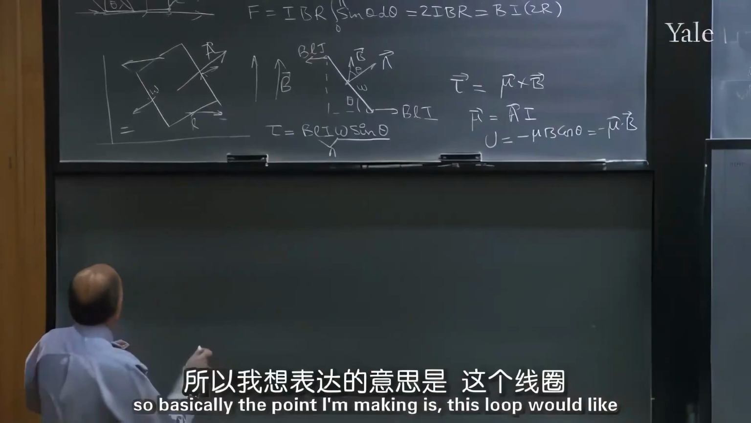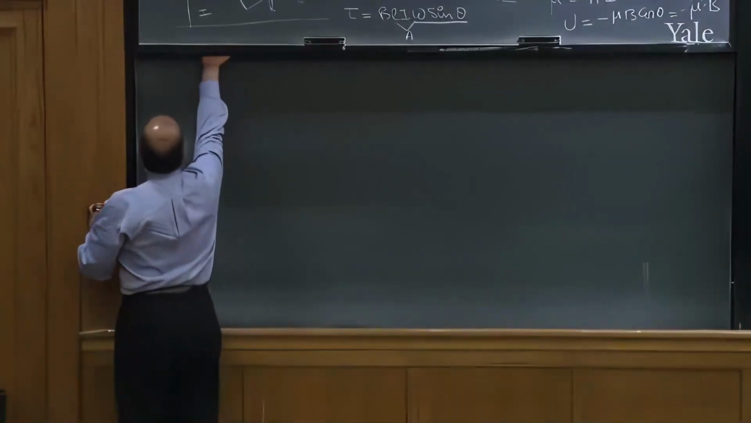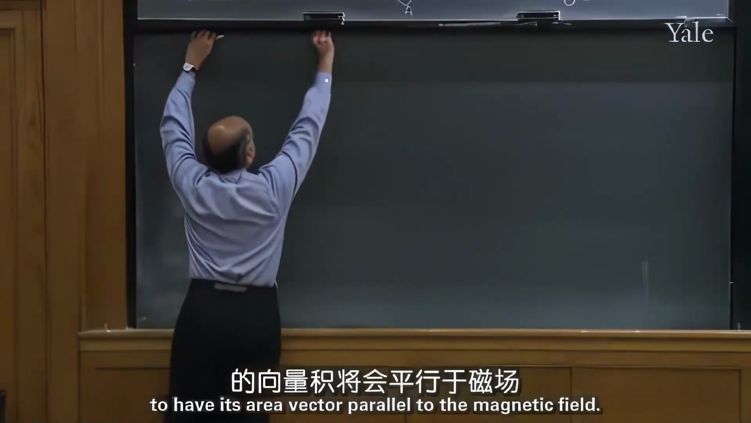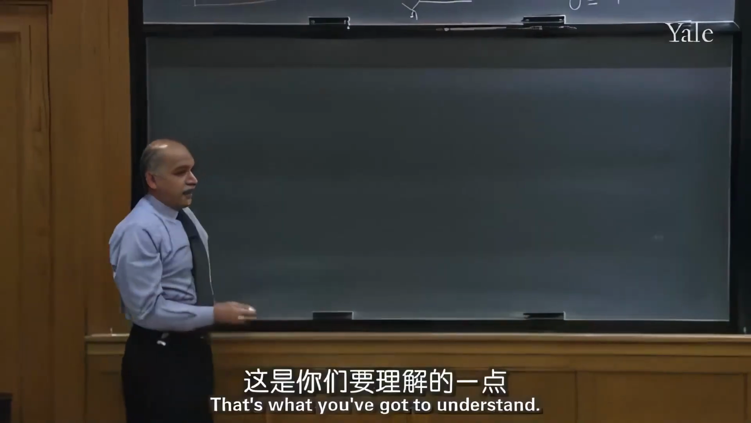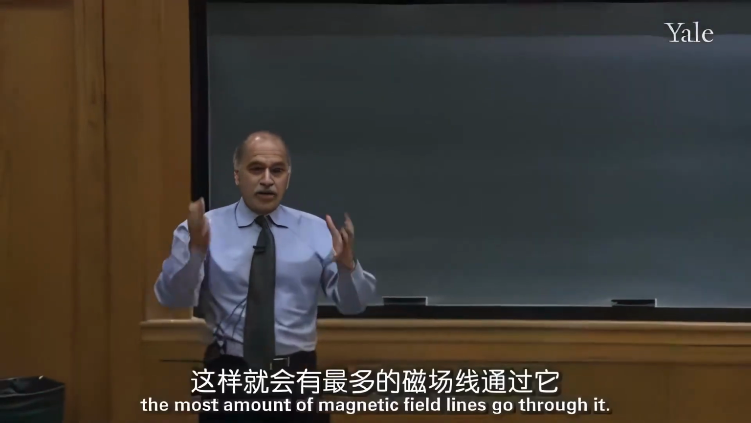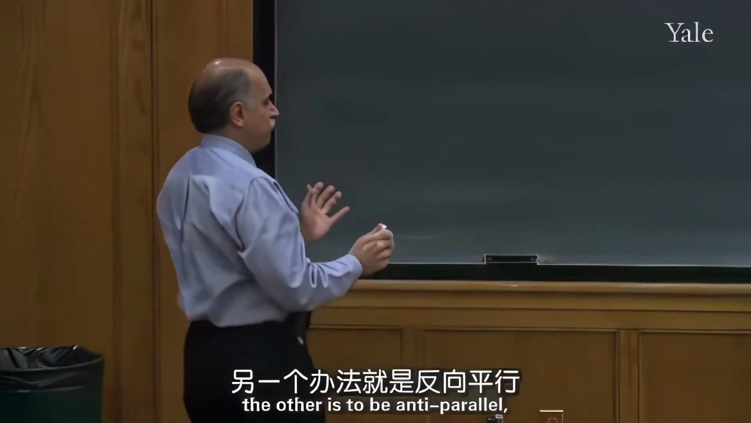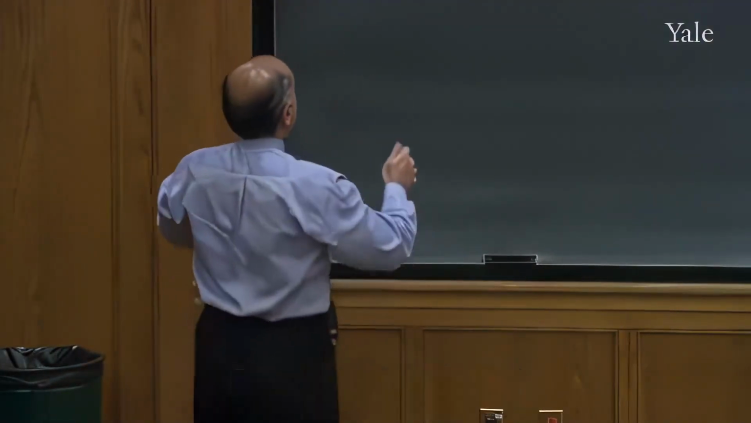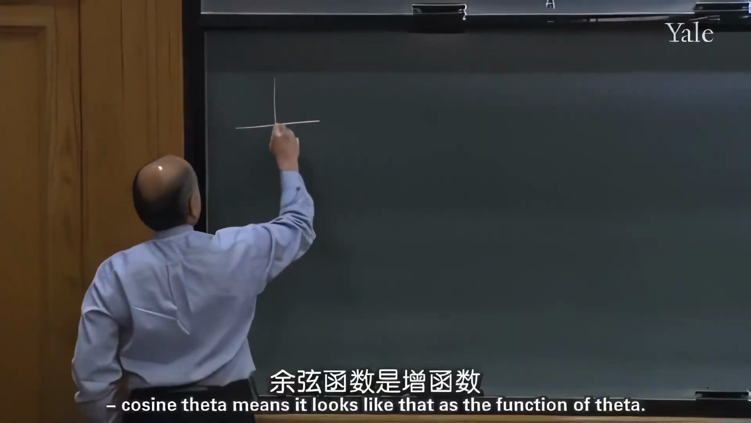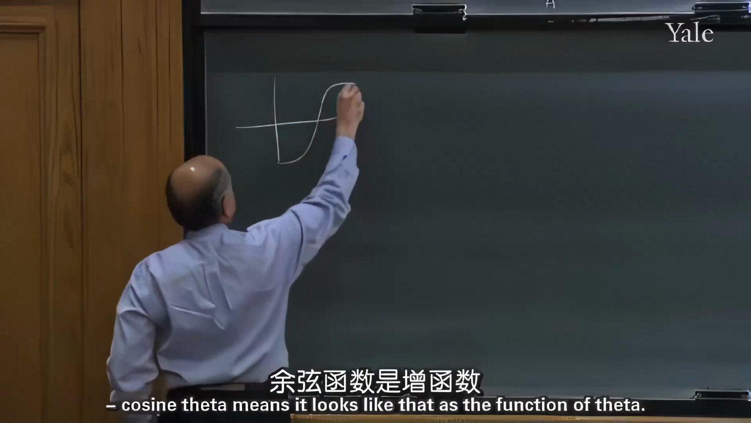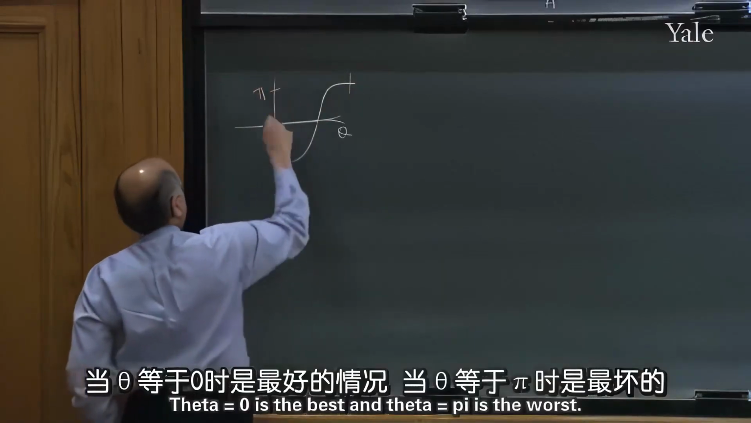So basically the point I'm making is this loop would like to have its area vector parallel to the magnetic field. That's what you've got to understand. It will align itself so that the most amount of magnetic field lines go through it. So one way is to be parallel to it, the other is to be anti-parallel. And they don't have the same energy. The energy looks like this. Minus cosine theta means it looks like that as a function of theta. Theta equal to 0 is the best, and theta equal to pi is the worst.